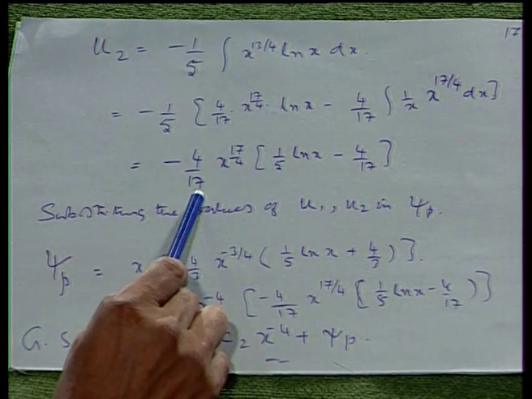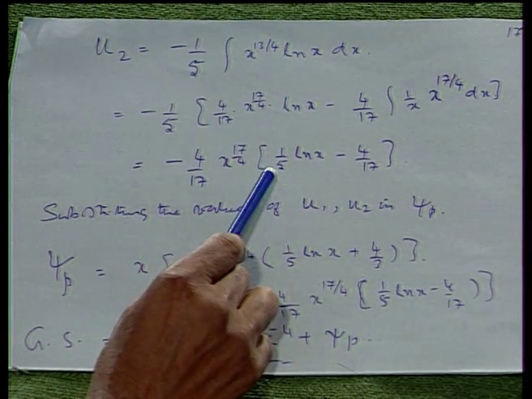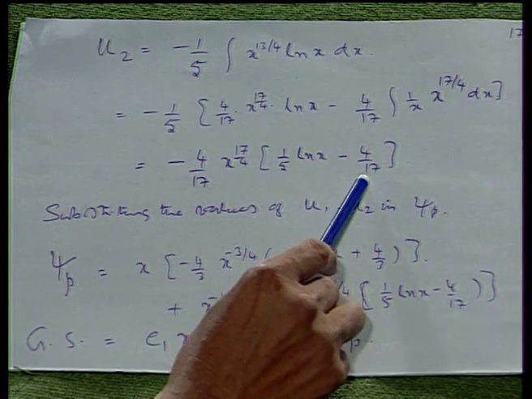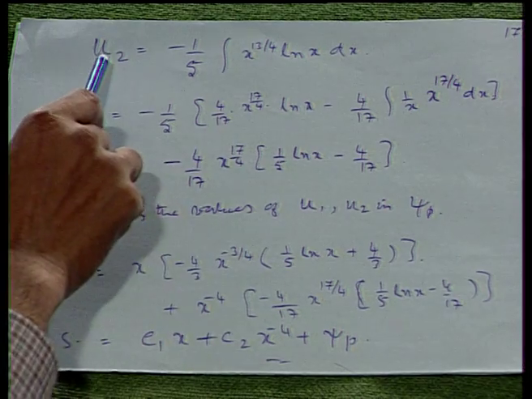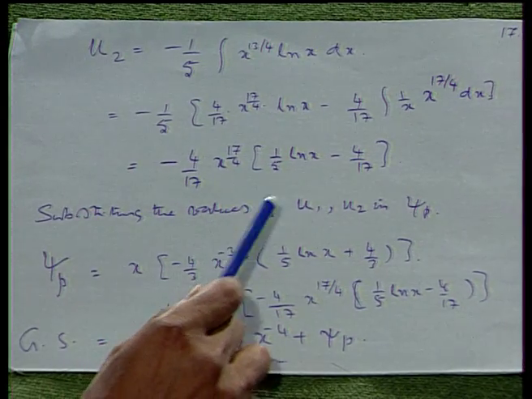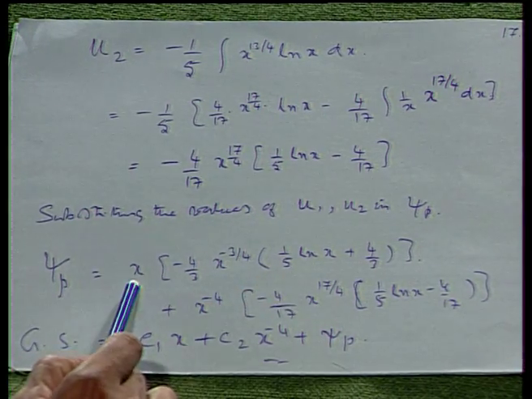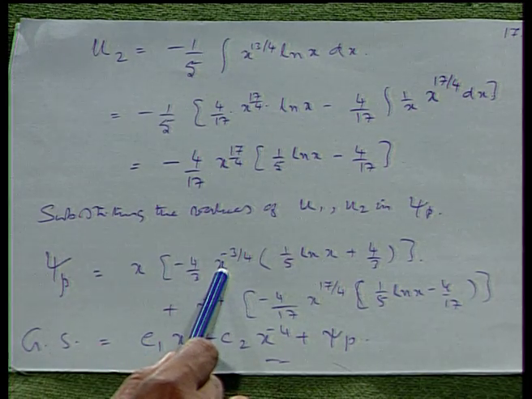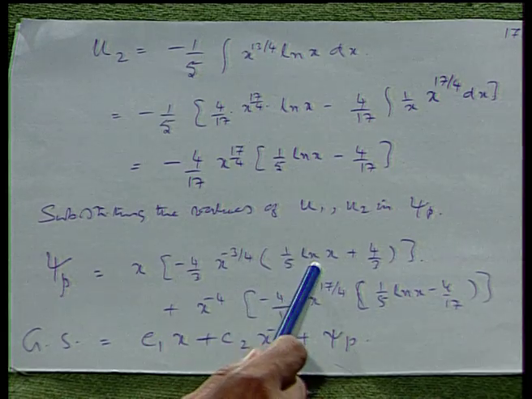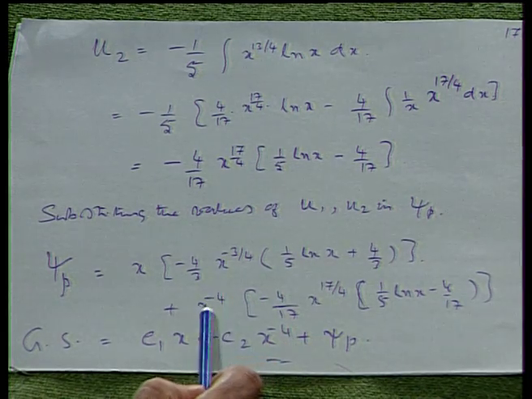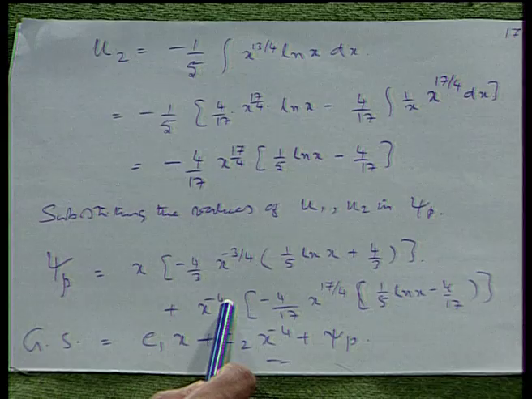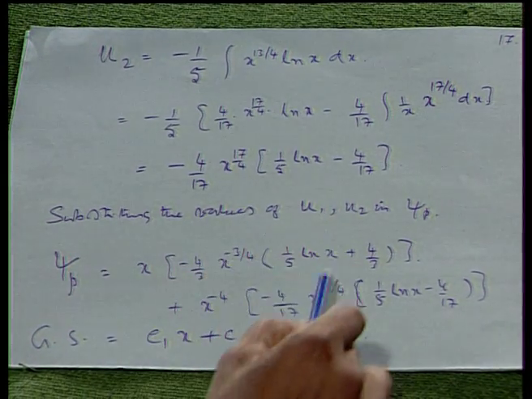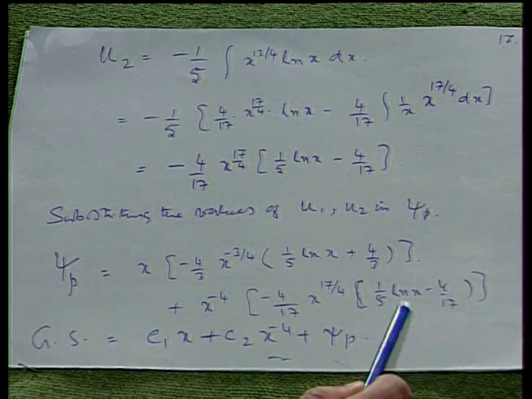Similarly, you can integrate u2 and then you will get u2 is equal to minus 4 by 17 into x to the power of 17 by 4 into 1 by 5 ln x minus 4 by 17. We substitute these u1 and u2 in psi p to get psi p as x into minus 4 by 3 x to the power of minus 3 by 4 into 1/5 of ln x plus 4 by 3 plus x to the power of minus 4 into minus 4 by 17, that is u2 here. This is the expression belonging to u2.